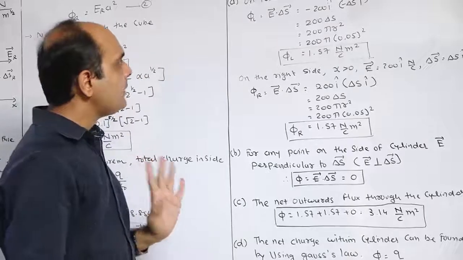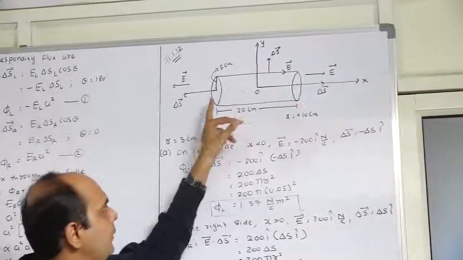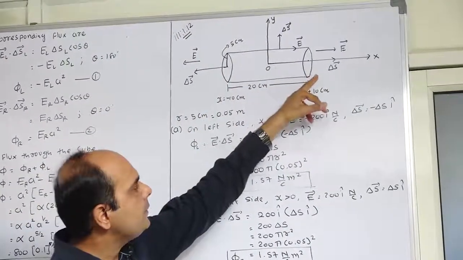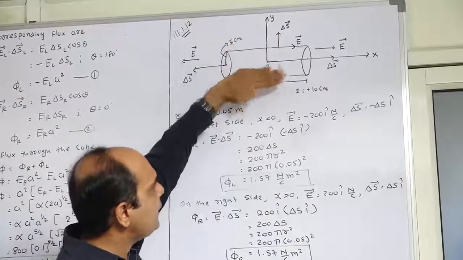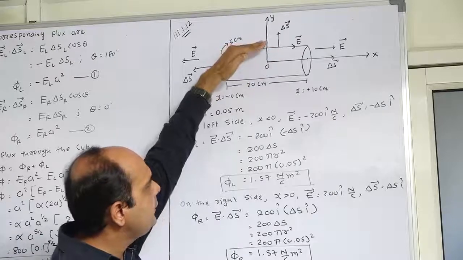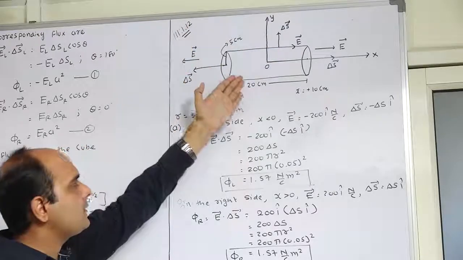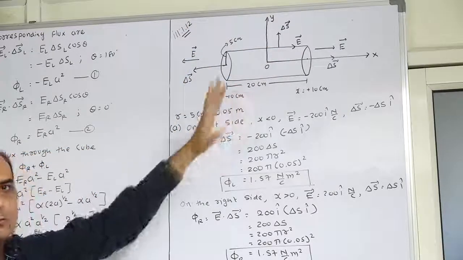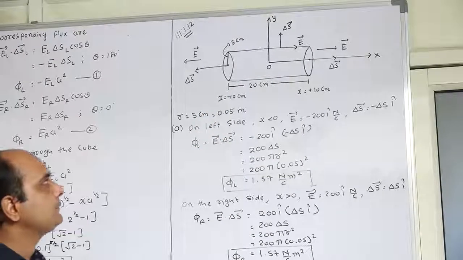First question, what is the flux on the circular faces of the cylinder? What is the flux on the side of the cylinder, that is, the curved part of the cylinder? What is the net flux? And what is the charge enclosed by the cylinder? Total there are 4 questions.